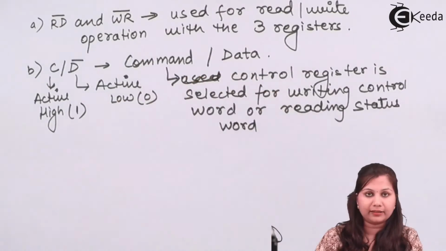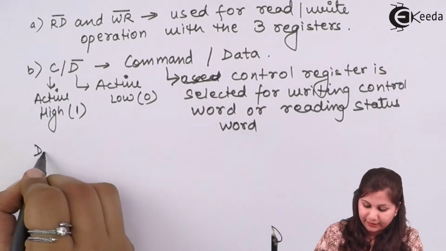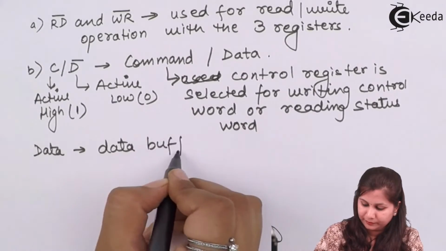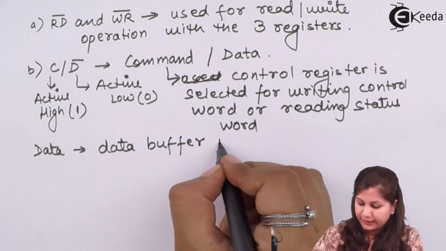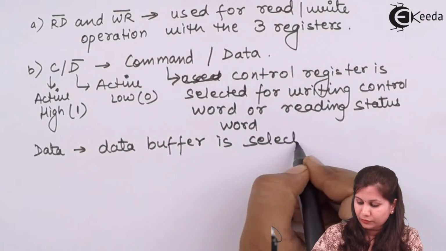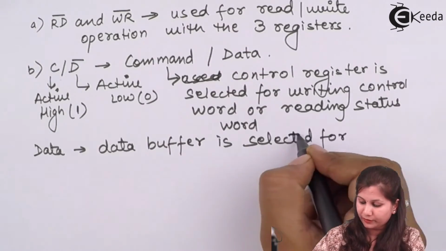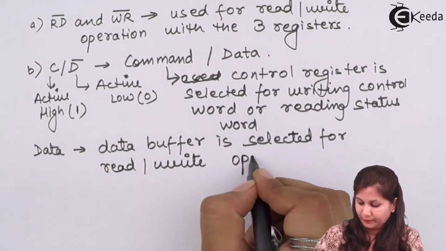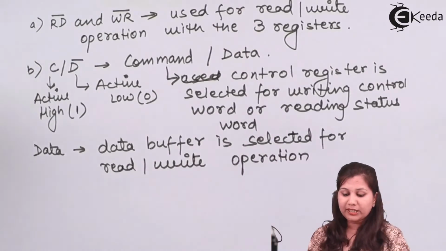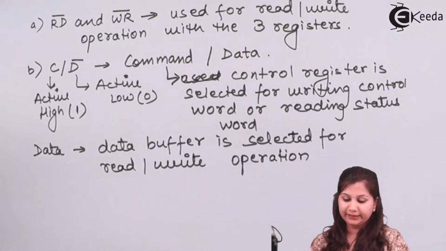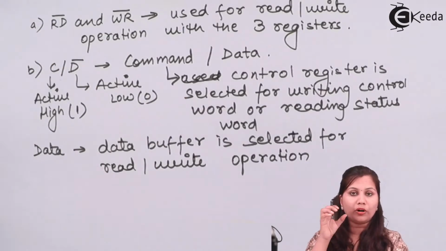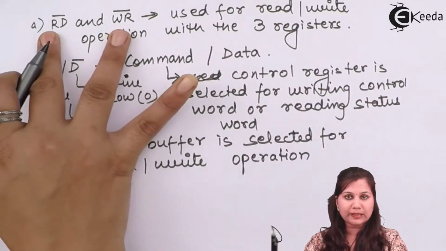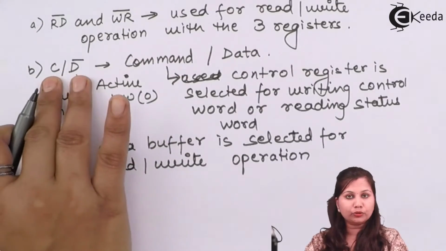When this command is selected, when data is selected, then the data buffer is selected for read write operation. So you can see that both these signals are deciding whether the data is going to be read or written into the three registers. So operation will be selected by these two signals and registers will be selected through this signal.